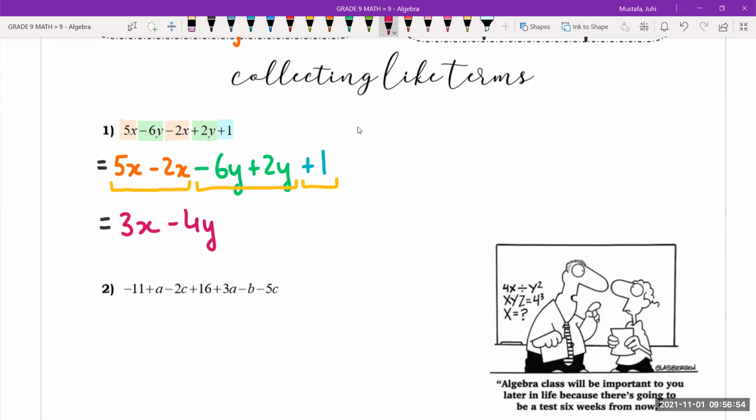And I don't have anything related to my constant. So what am I going to do with that? I'm just going to keep it as is. It's just going to be a positive 1. If I had another constant, I would add it to it, but I don't. That would be our final answer.